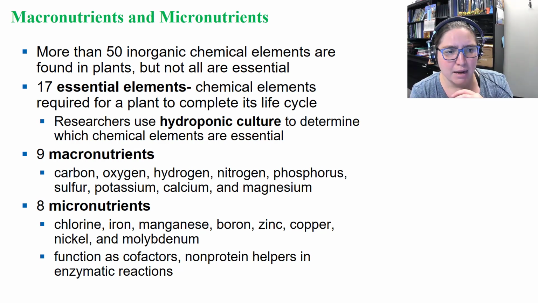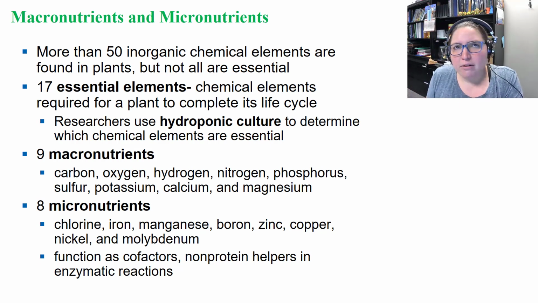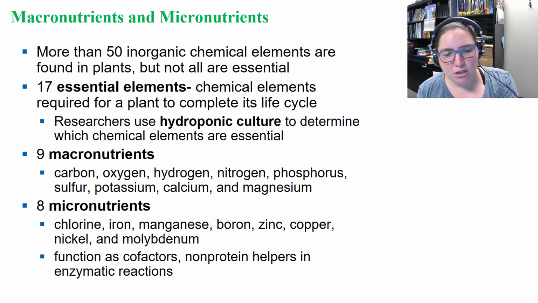So there's 9 macronutrients: carbon, oxygen, hydrogen, nitrogen, phosphorus, sulfur, potassium, calcium, and magnesium. And there's 8 micronutrients, which include chlorine, iron, manganese, boron, zinc, copper, nickel, and molybdenum. And oftentimes these micronutrients are going to function as cofactors, which are kind of like non-protein helpers that help in enzymatic reactions.